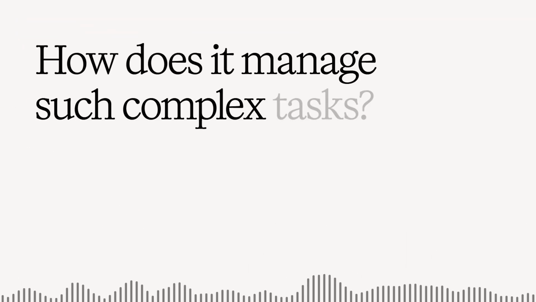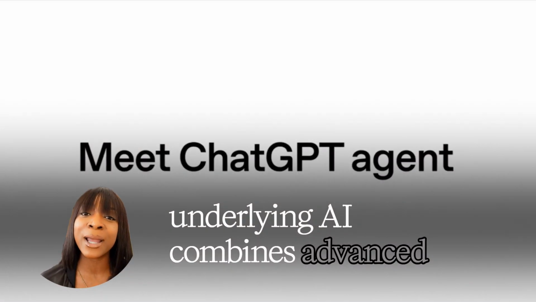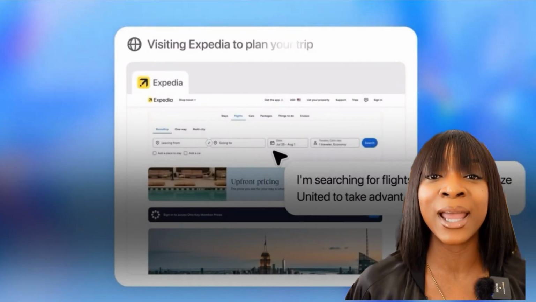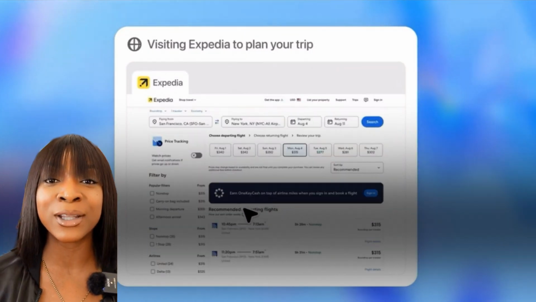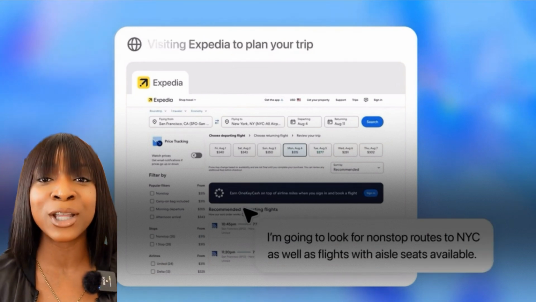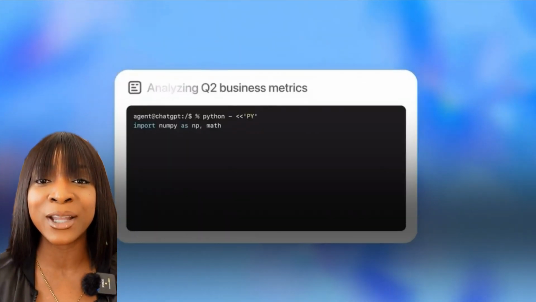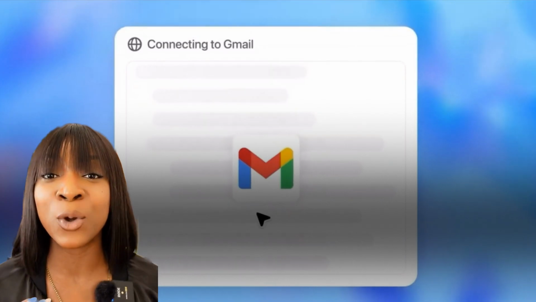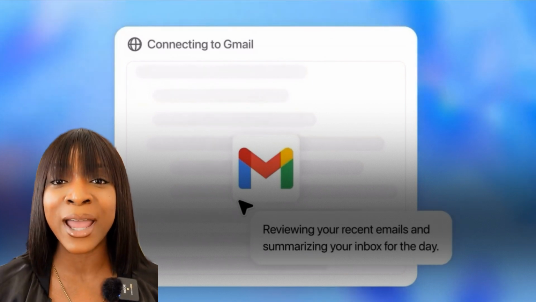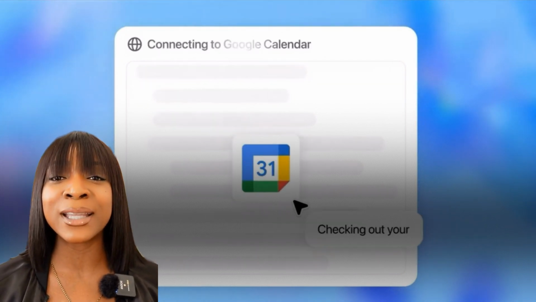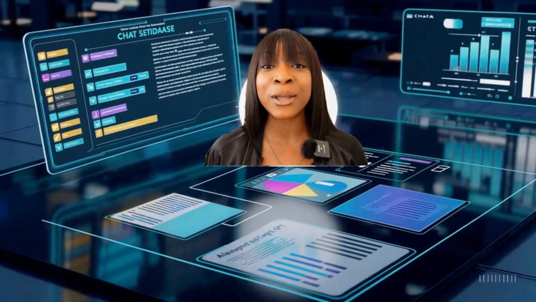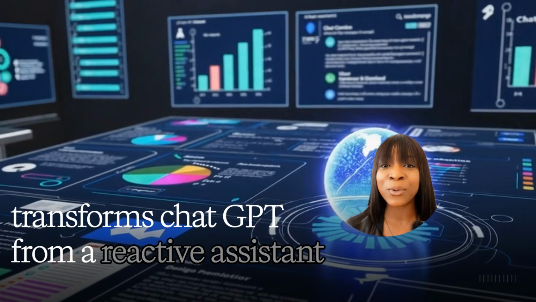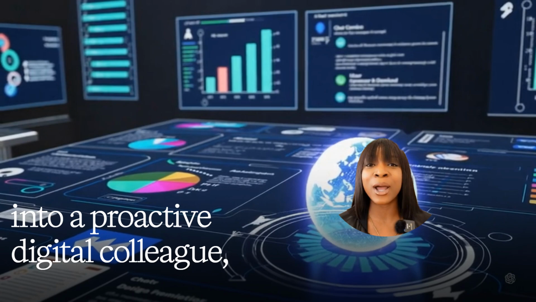How does it manage such complex tasks? Underlying AI combines advanced reasoning models with reinforcement learning to decide which tool to use and in what sequence. The agent keeps context across long workflows using chain-of-thought reasoning to break down requests into manageable steps and adapt when unexpected challenges arise. If you ask it to organize a team meeting, it can access your calendar, check attendee availability, send invitations, and prepare the agenda based on past notes. This orchestration transforms ChatGPT from a reactive assistant into a proactive digital colleague.